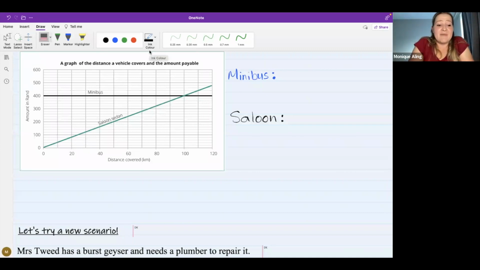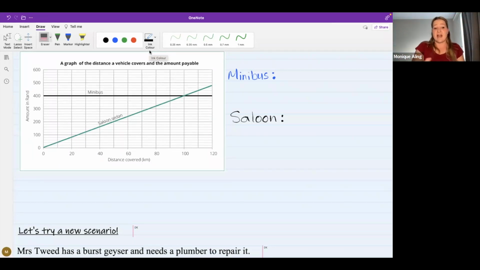Can we see that the minibus line is a completely straight line and it stays at 400 the entire time? So it does not matter if the graph extends all the way to 200 kilometers, it's always going to be 400 Rand based on what we can see here, which means it is a flat rate. It is a rate that will be charged regardless of how far you travel.